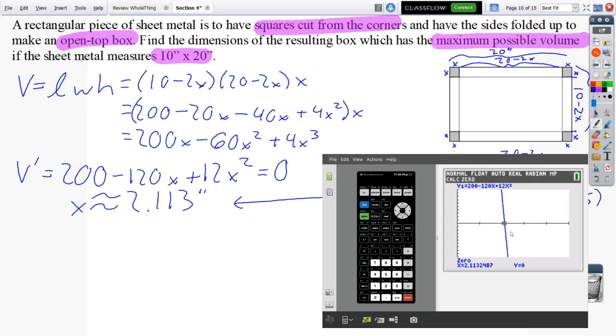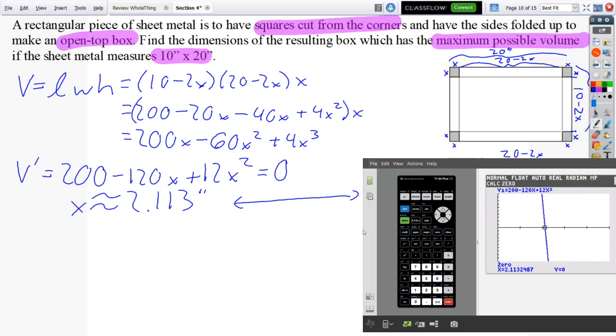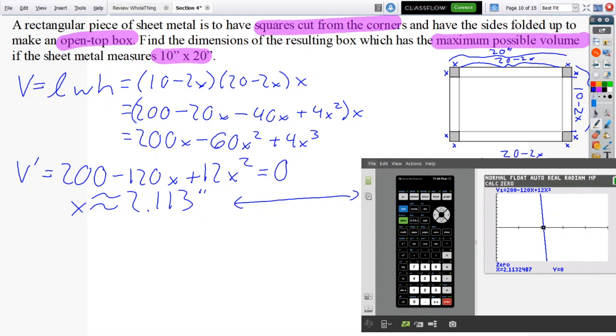Because I have V prime graphed right here, I can just see the relative locations of where the graph is. So again, I'm using my technology to make life easier. Move that a little bit so that you can see I'm talking about my critical point of 2.113. To the left of 2.113, V prime is positive. To the right, it is negative. So it looks like I do indeed have a maximum.